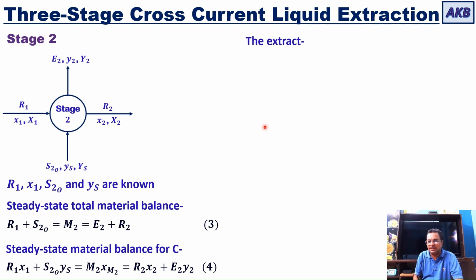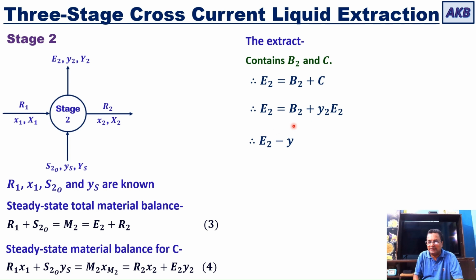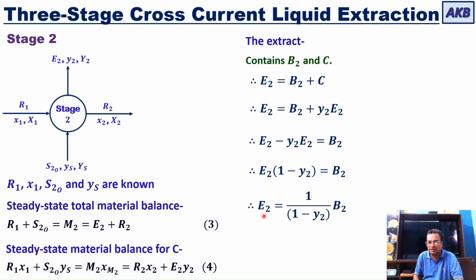Now let us look at the extract phase. It contains B2 and C in it. That is, mass of extract is equal to mass of B2 plus C. That is E2 is equal to B2 plus y2 into E2. And then this term is taken on this side. So it will be E2 minus y2 into E2 is equal to B2. Then E2 is taken out as a common term. So E2 into 1 minus y2 is equal to B2. And when this term is brought on this side, it will be E2 is equal to 1 upon 1 minus y2 into B2. If I multiply with y2 on both the sides, it will be E2 into y2.